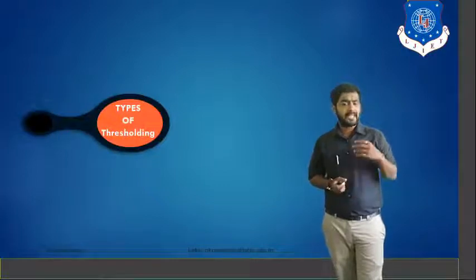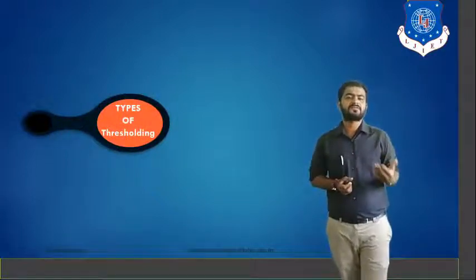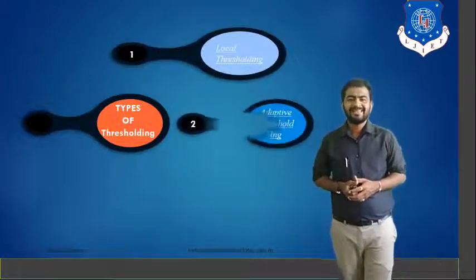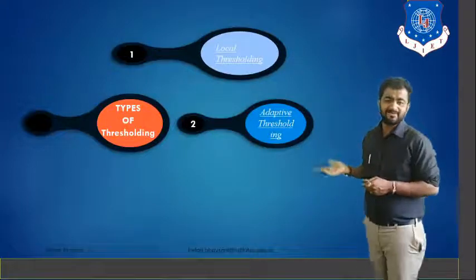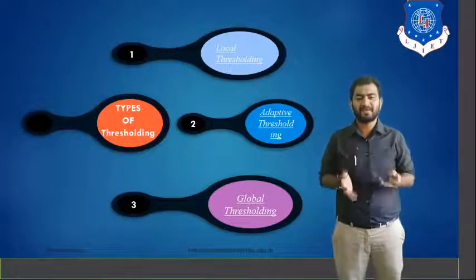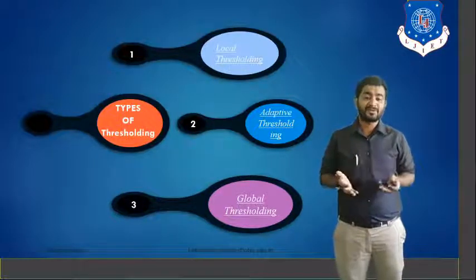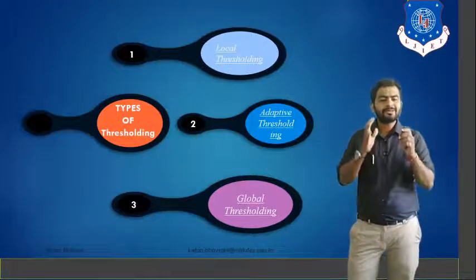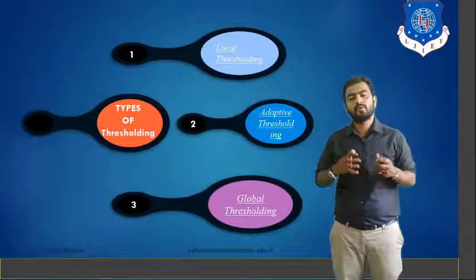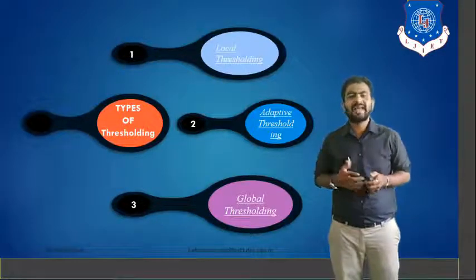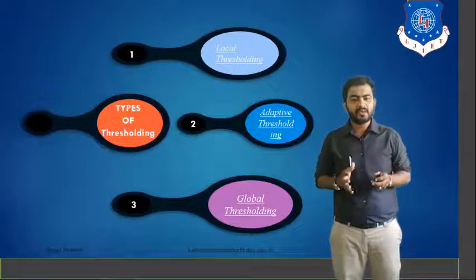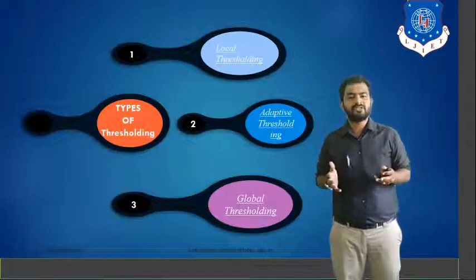Now we discuss the types of thresholding, the different types we have. Mainly we have three types: first, local thresholding; second, adaptive thresholding; and third, global thresholding. So these three techniques are mainly the types of thresholding process. Now we go into the depth and see each technique, what exactly the use of local thresholding, adaptive thresholding, and global thresholding is, and make sure that this technique plays a main role in extracting the meaningful region or meaningful data.